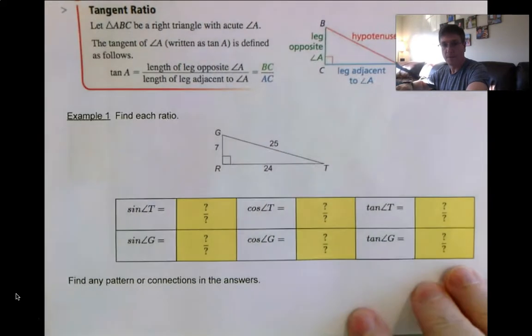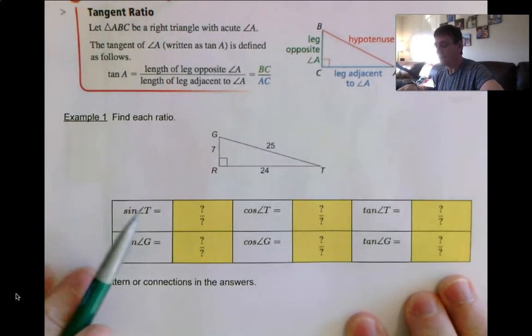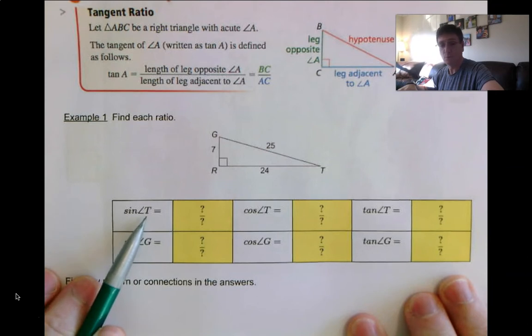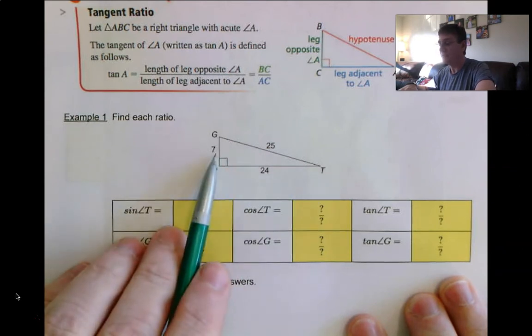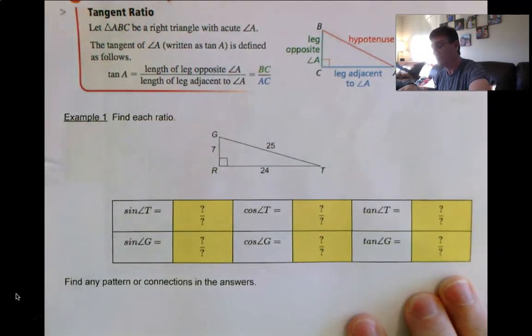Okay. Example 1. Find each ratio. What is the sine of angle T? So we know that we're standing here at angle T. SOHCAHTOA tells us that sine is opposite over hypotenuse. What's opposite angle T? 7 over 25.